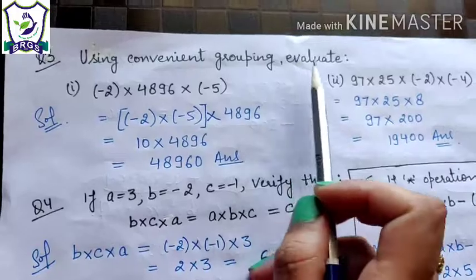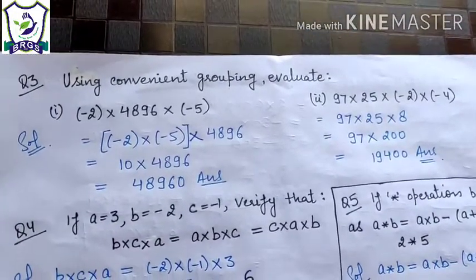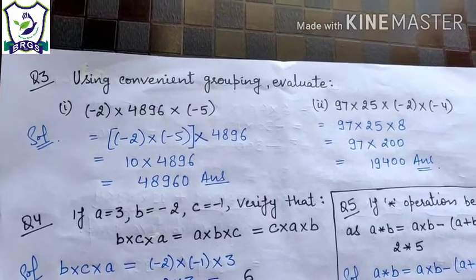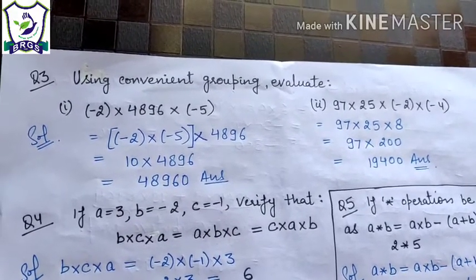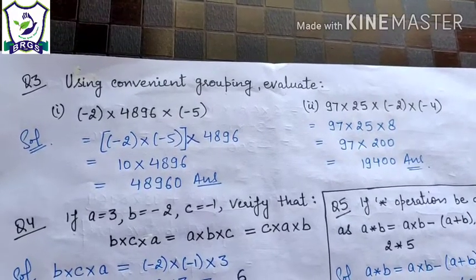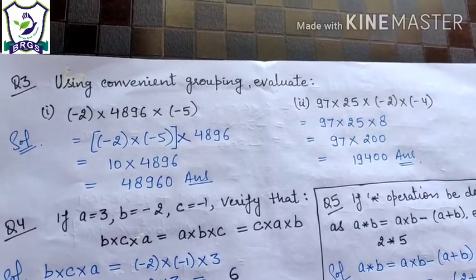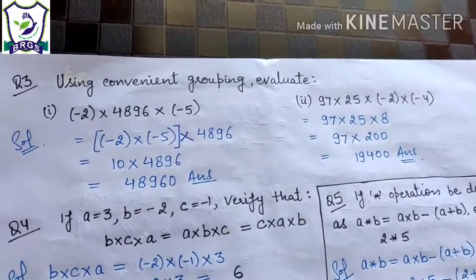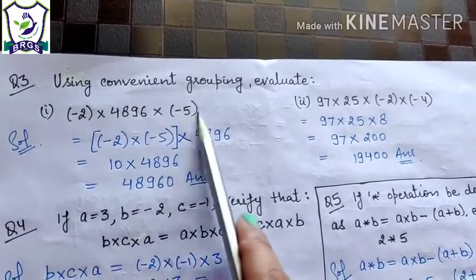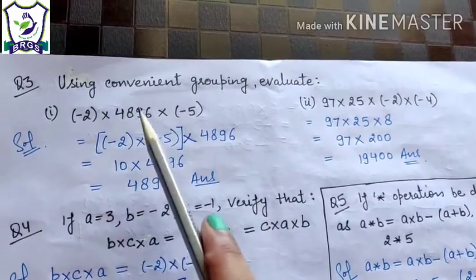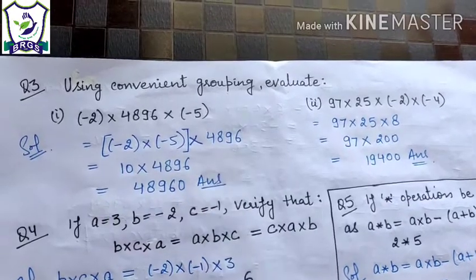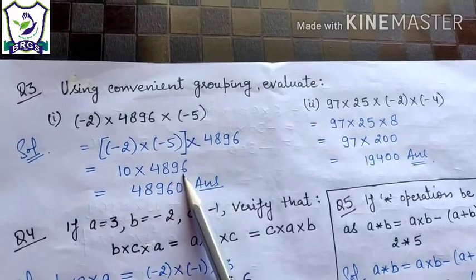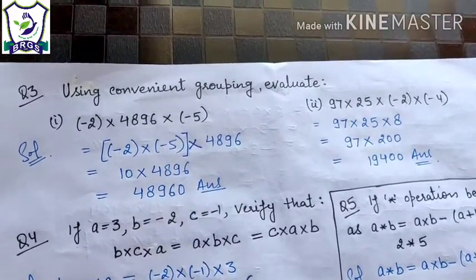Using convenient grouping, evaluate. Now whenever it is written using convenient grouping, what you have to do, you have to multiply two negative integers together. Why? Because you know negative integers multiplied by negative integers will become a positive integer. Minus into minus is plus. So we will take these two integers together, minus 2 into minus 5 in a bracket. And which number is left? This one, 4896. Now this will become positive. 2 5s are 10 multiplied by 4896. So the answer is 48960.